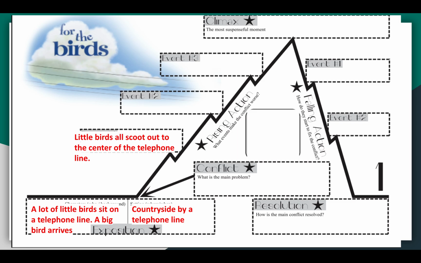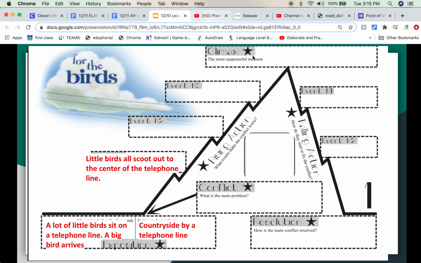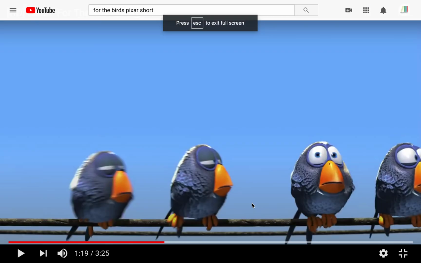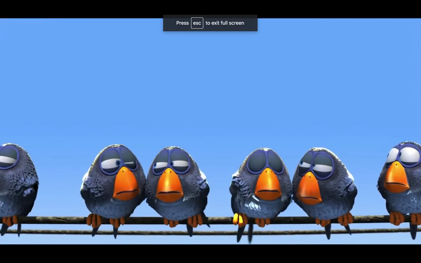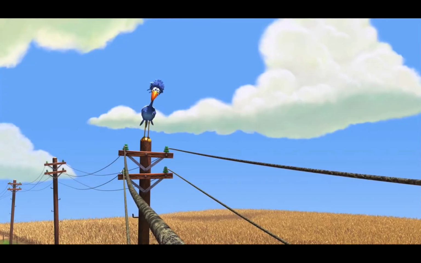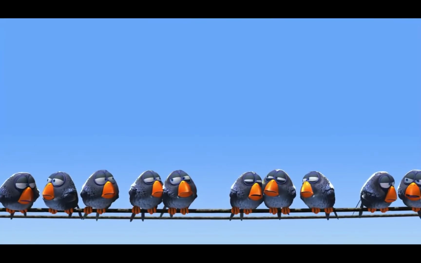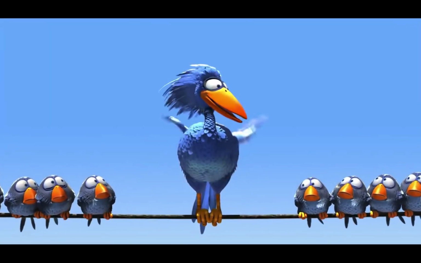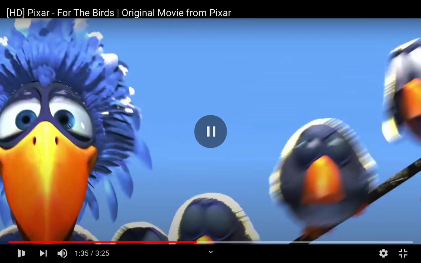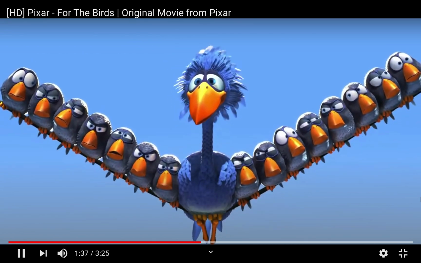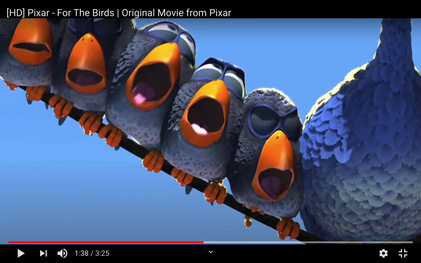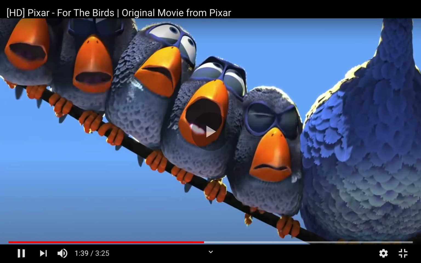If you're still writing, continue to write. You're good. Let's find out what happens after they scoot over. So, event number 2: the big bird sits in the center and makes the phone line hang really low down the middle, like this. Then, still part of the rising action, what happens after this? Event number 3.